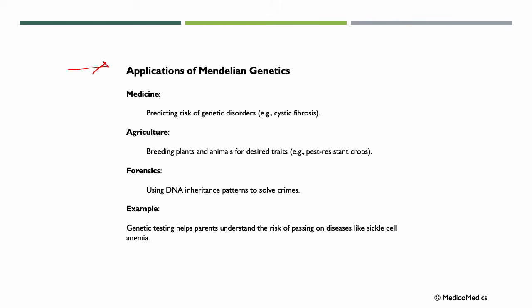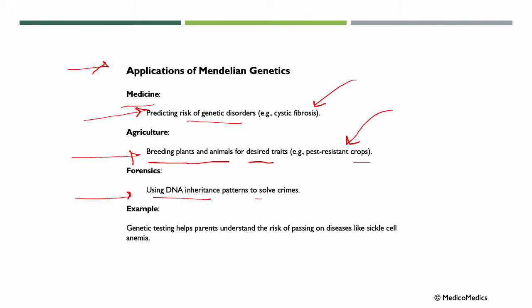What are some applications of Mendelian genetics? Well, in medicine, predicting risk of genetic disorders like cystic fibrosis. Agriculture, so breeding plants and animals for desired traits like pest-resistant crops. And forensics, using DNA inheritance patterns to solve crimes. For example, genetic testing helps parents understand the risk of passing on diseases like sickle cell anemia. So Mendelian genetics is used in healthcare, farming, and even crime solving to understand how traits and diseases are passed on.